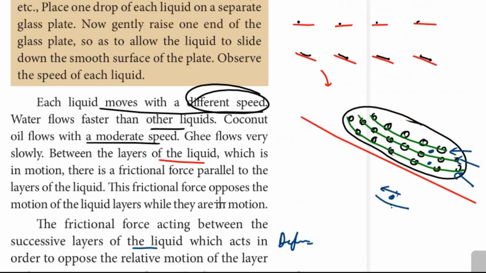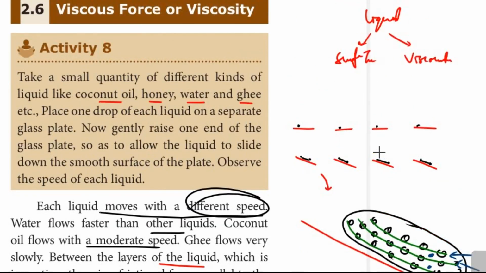So now you understand, friction is also present between the different layers of a liquid, and this type of frictional force between the layers, which resists the motion of the various layers, is known as viscosity.